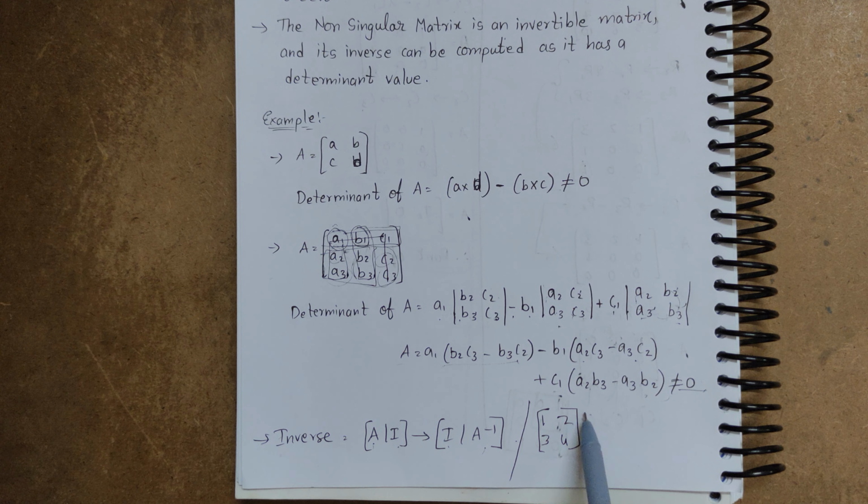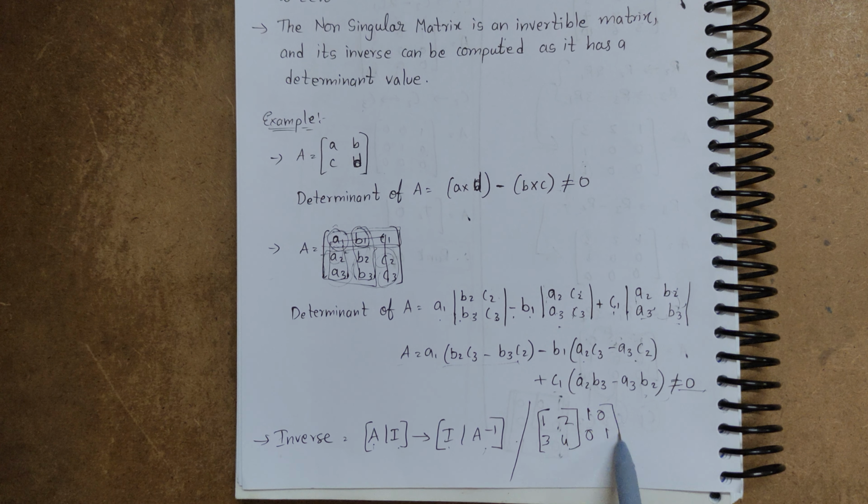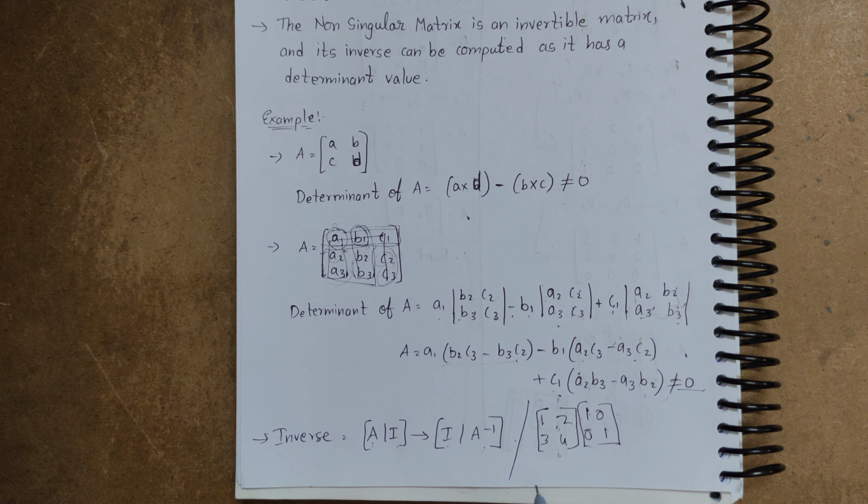Now we need to augment it with an identity matrix of the same order. Now we need to apply Gauss Jordan, or we can say we need to reduce it to echelon form. Echelon form means we will make this term a 0. Then accordingly these things will change. The changes in this matrix are called the inverse of the matrix. We will see an example, then you will understand clearly.